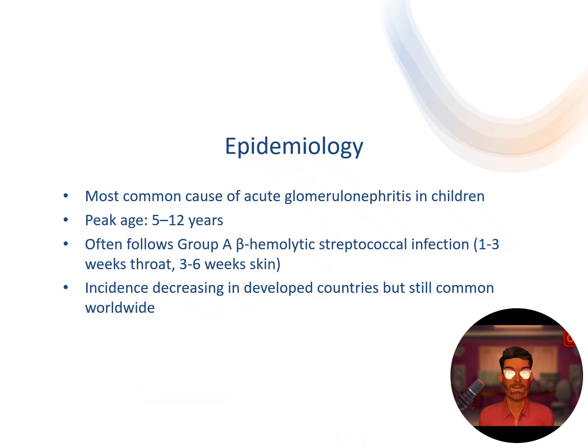The epidemiology of post-strep glomerulonephritis: it is the most common cause of acute glomerulonephritis in children, with a peak age around 5 to 12 years old. It often follows a group A beta hemolytic strep infection, around 1 to 3 weeks for the throat infection and 3 to 6 weeks for the skin. The way I remember that is the further away from the kidneys you are, it takes a little bit longer to get there. It is decreasing in developed countries worldwide, but it is still common.